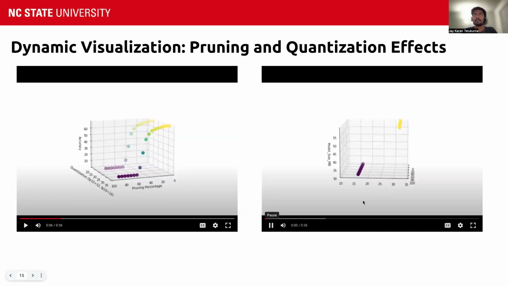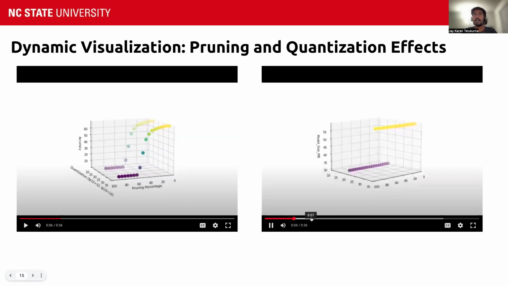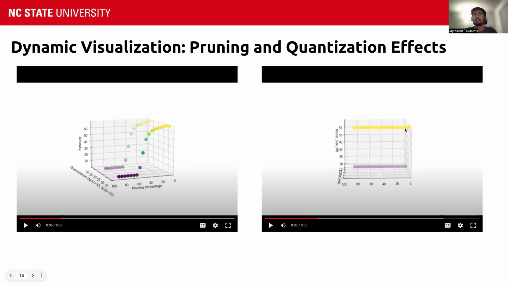At the same time, as you can see, there was a reduction in model size as well. It was almost half. This was about 55 and this was about 20, which are the FP16 model sizes.